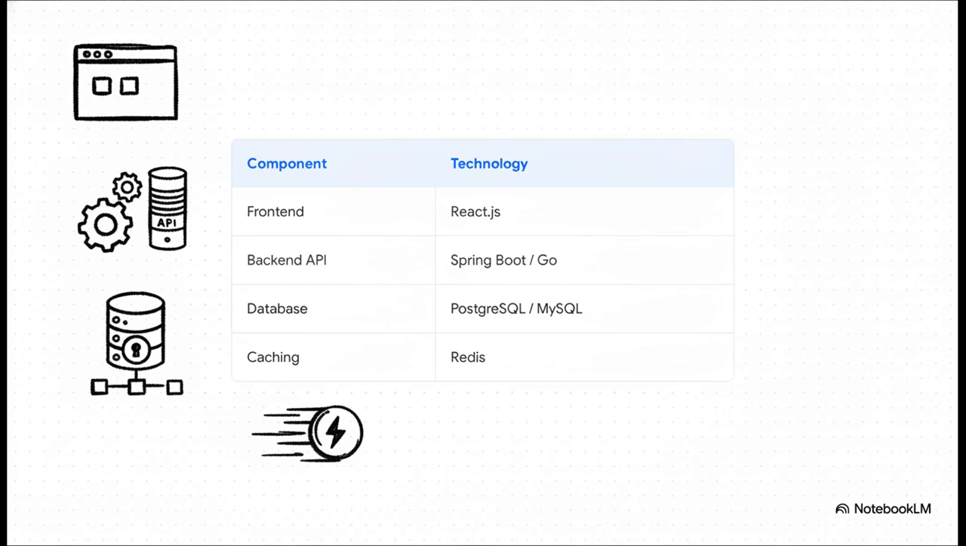You've got React handling a snappy front end. You have a robust backend API. This could be built in Java with Spring Boot like they did in the SnapLink project, or in Go, which our textbook source really praises for handling highly scalable concurrent operations. Then, for reliable data storage, you use relational databases like PostgreSQL or MySQL. And finally, layered right on top of that database is Redis, acting as your high-speed caching safety net.